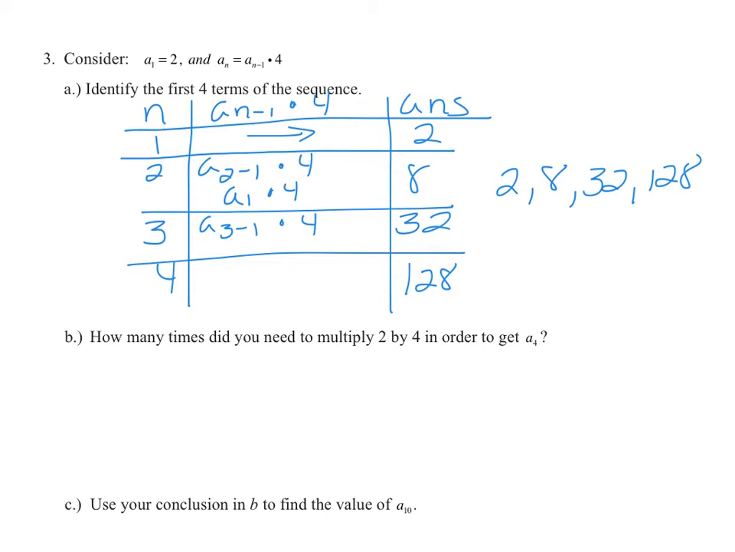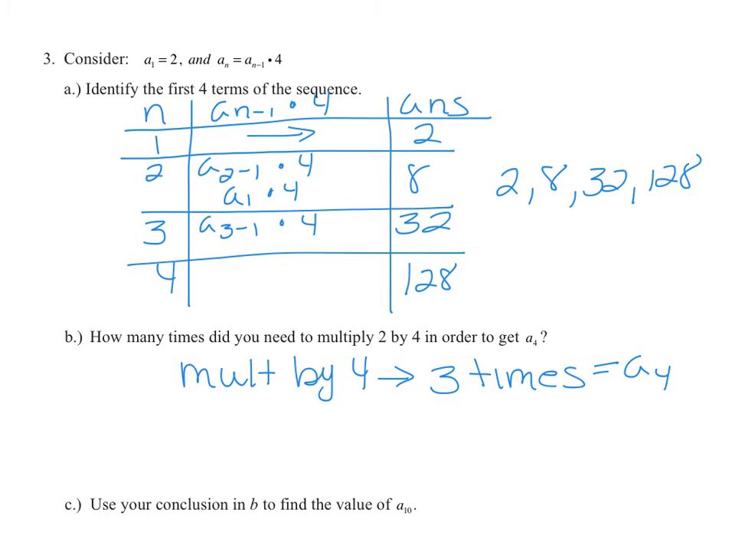All right, there's a little bit more work to do with this problem. How many times did you need to multiply 2 by 4 in order to get a sub 4? Well, how many times did I multiply that 2, which is the first term, by the number 4 to get 128? Well, once to get the 8, twice to get the 32, 3 times to get the 128. So I multiplied by 4 3 times to equal a sub 4.